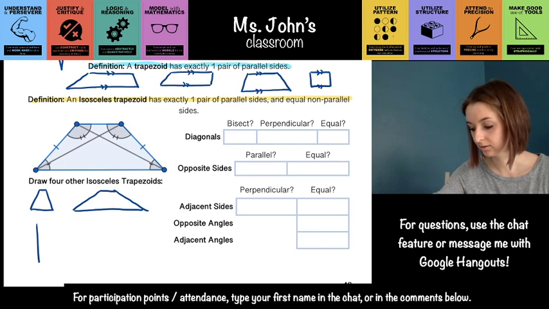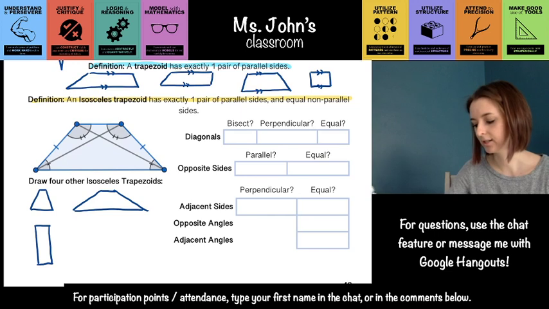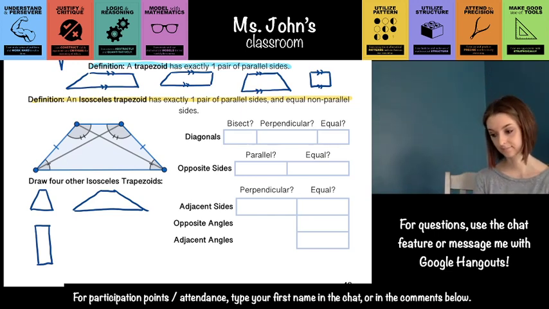Technically a rectangle counts as a trapezoid for this definition, because those two sides are the same and it has one parallel pair of sides.